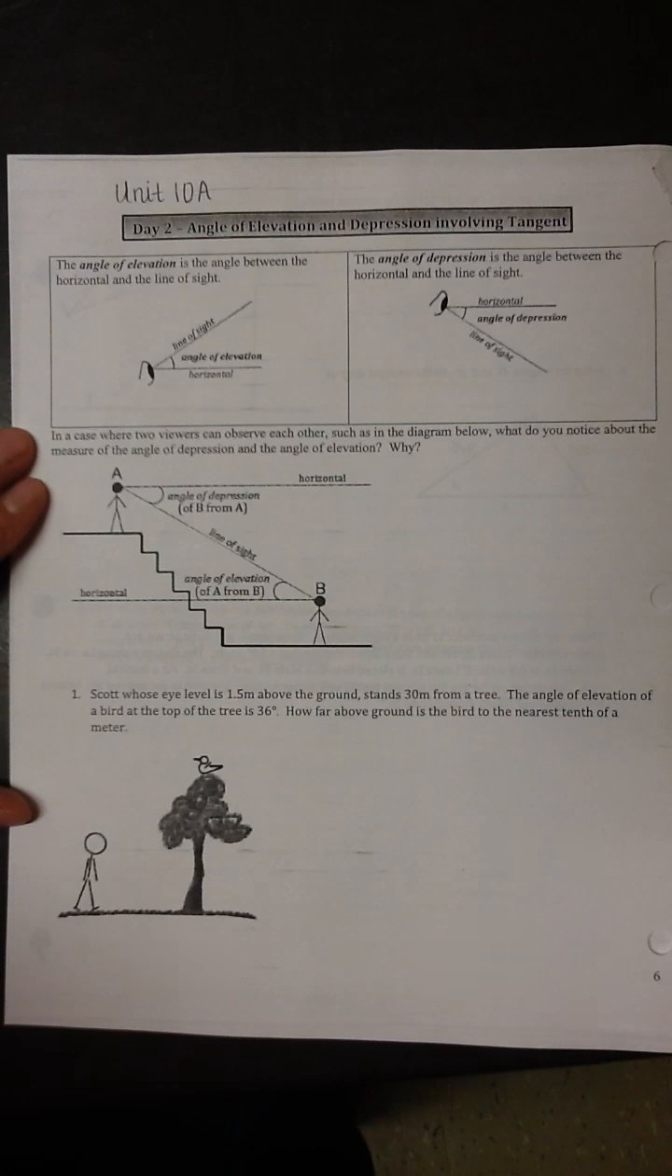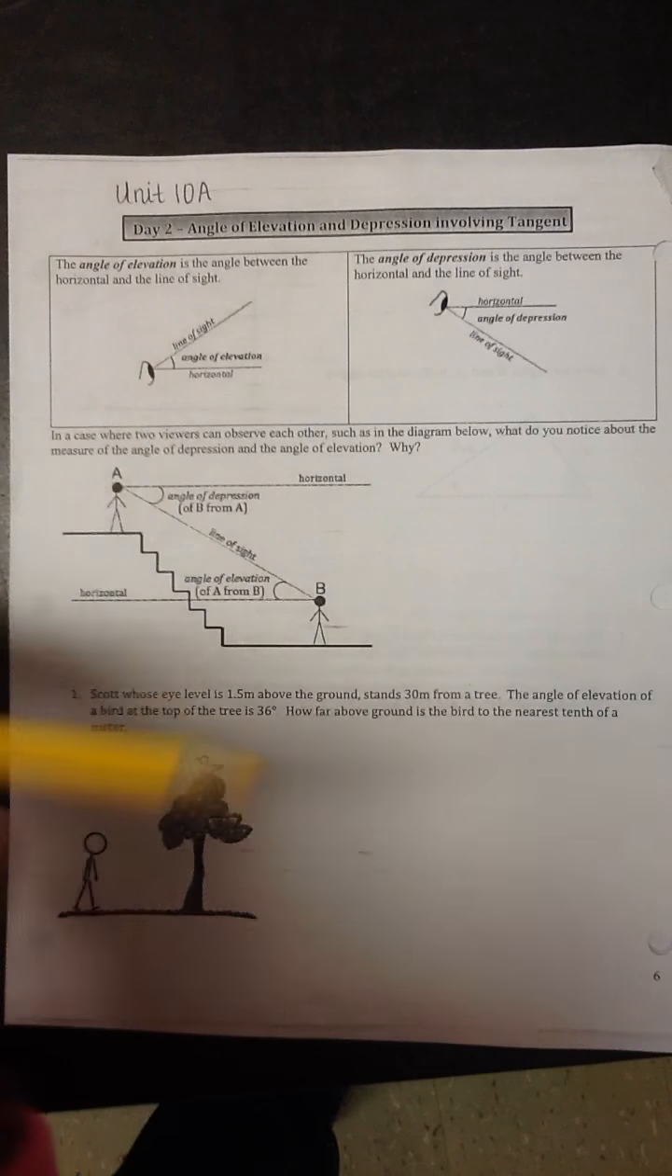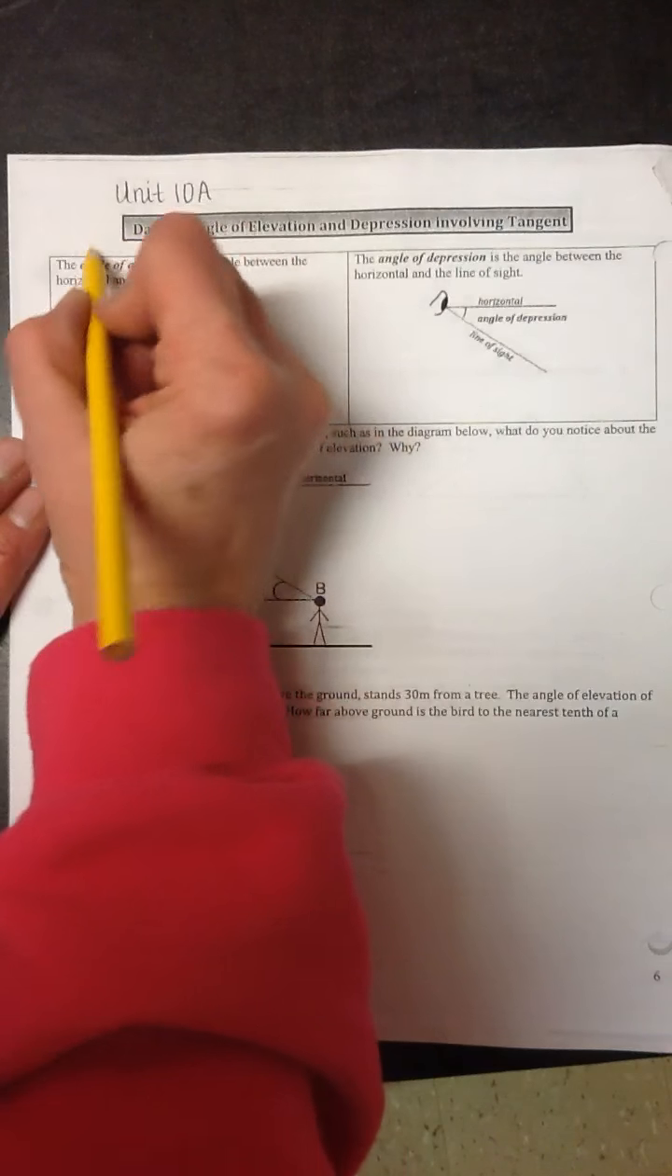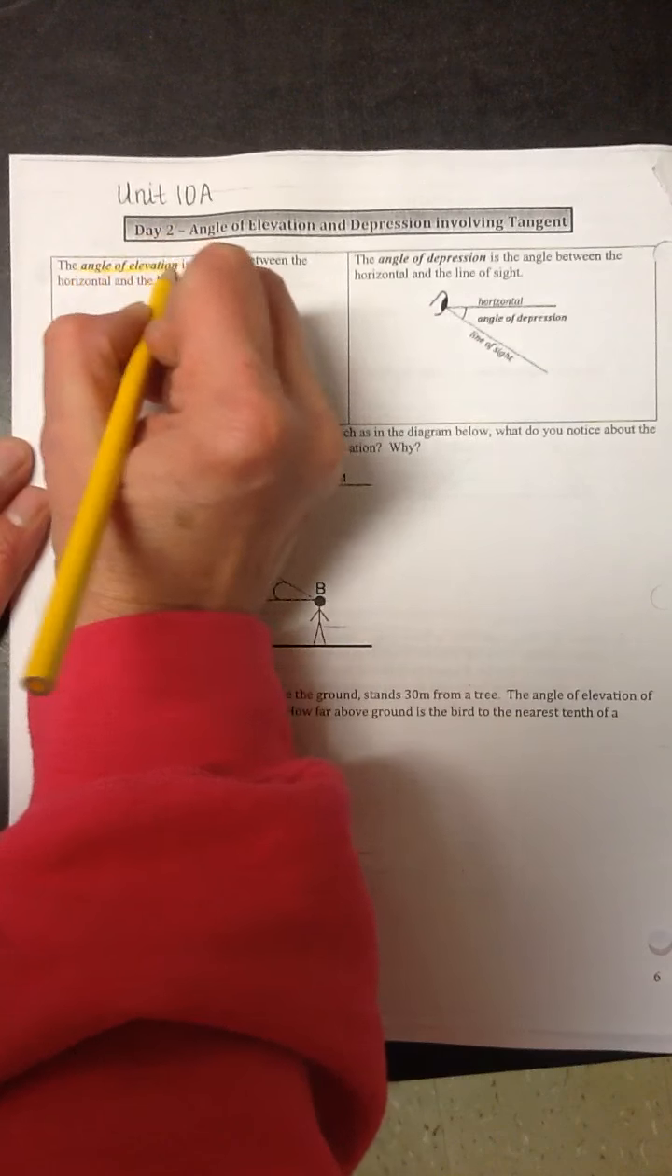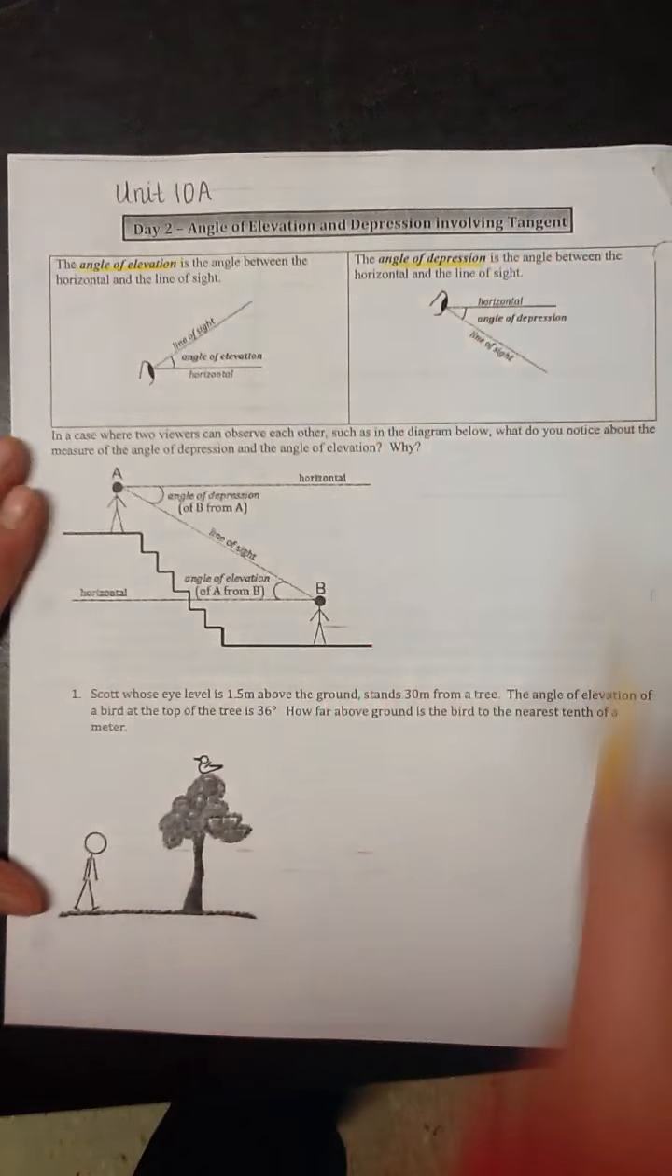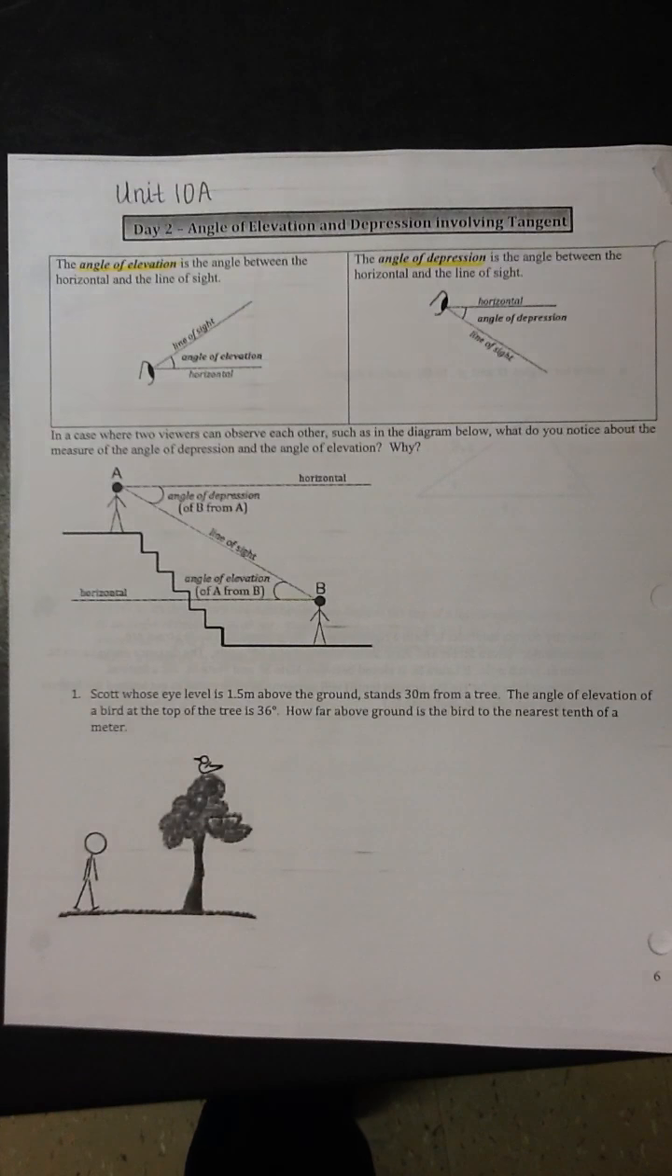Unit 10, Day 2, starts out by introducing you to two new terms. One of the terms is called the angle of elevation, and the other term is called the angle of depression. Both of these two terms are related to a person's line of sight.